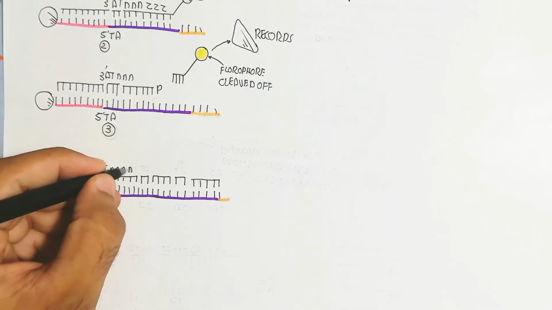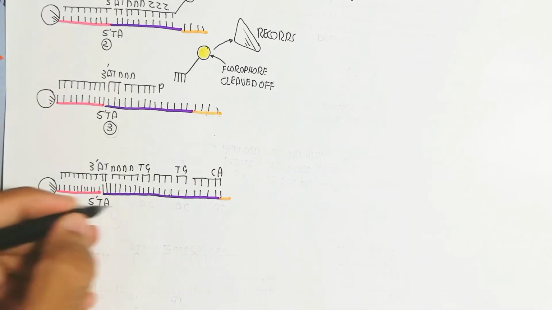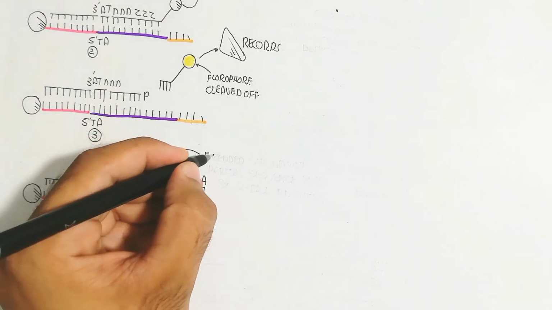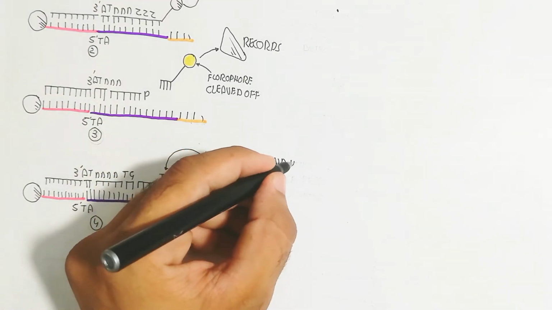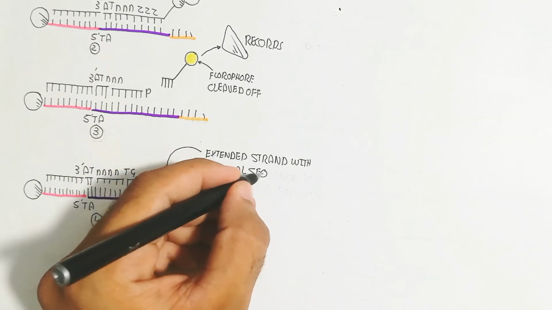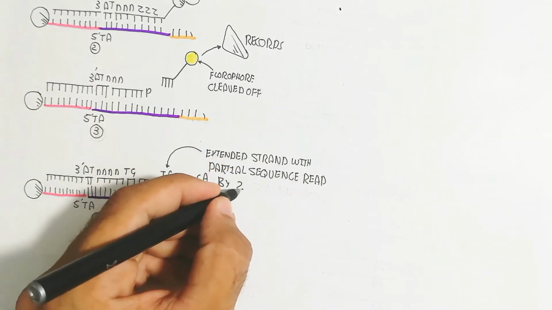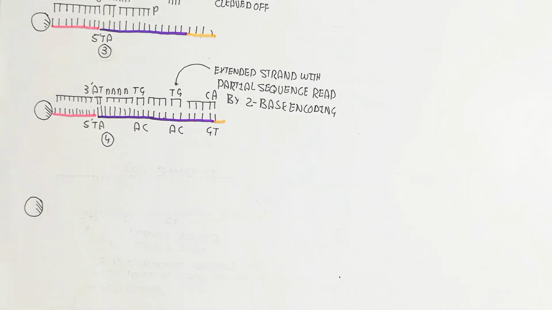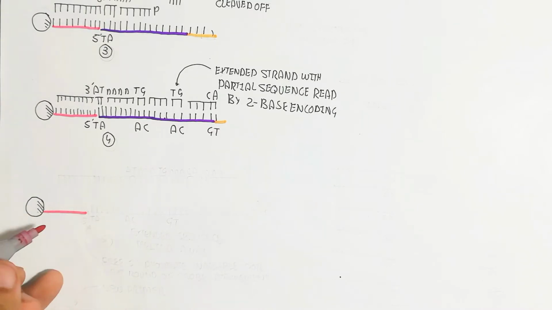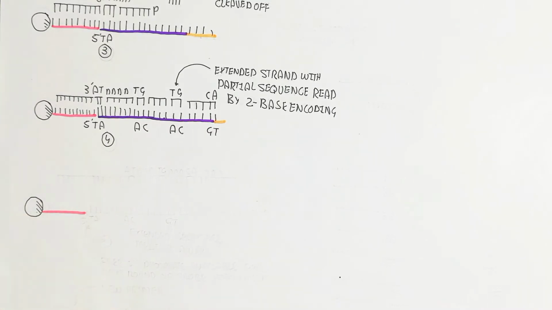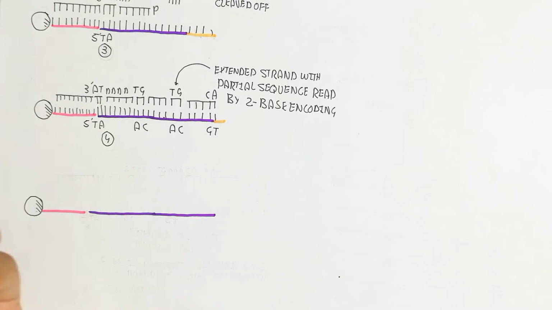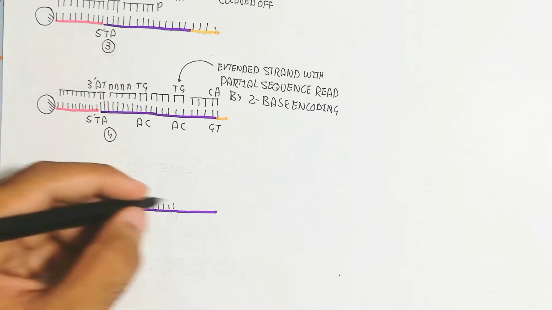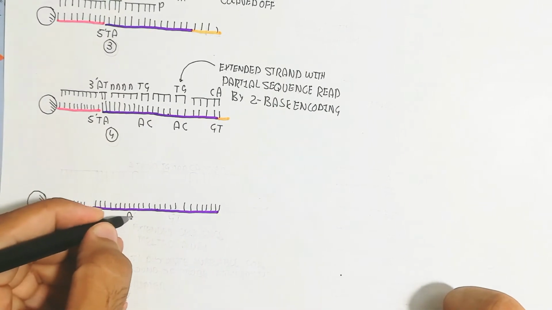So in step 4, the 3' side containing adenine, thymine and more nucleotides adding to the thymine with guanine, thymine guanine, which is antiparallel, and in front of the adenine with cytosine, to produce the different type of color. And this is the extended strand with a partial sequence read by 2 base encoding. So the 2 base encoding will read the color, and partial sequence read by the 2 base encoding. So in this way production of color which can be detected.